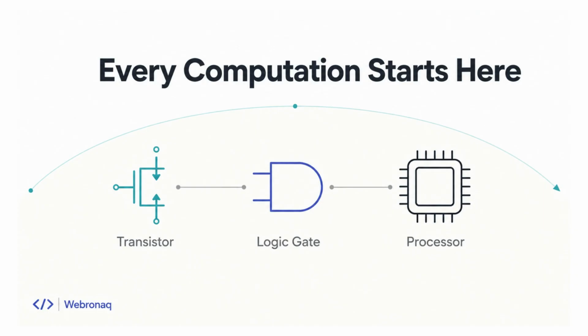Every time a computer adds two numbers, renders a frame of video, or runs an artificial intelligence model, what is actually happening at the lowest level? It all traces back to tiny switching circuits called logic gates. These gates do not process words or images directly. They only ever ask one question. Is this signal on or off? 1 or 0? From billions of those yes or no decisions, everything else is built.